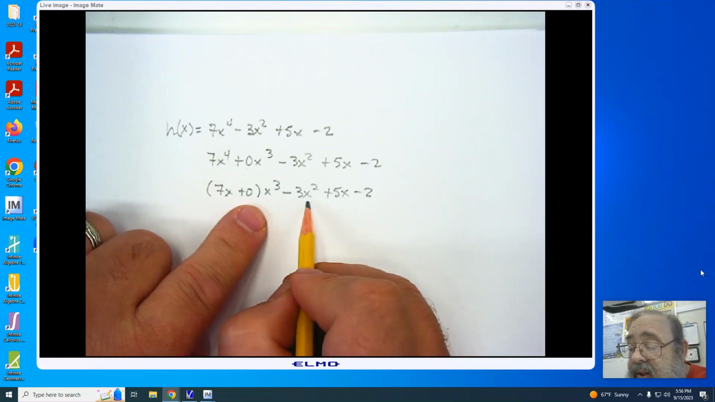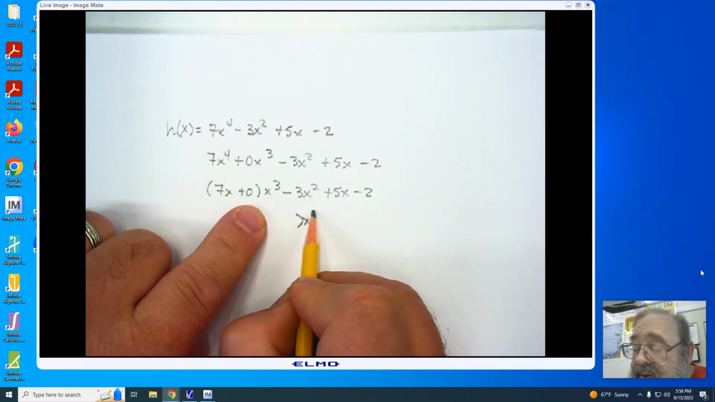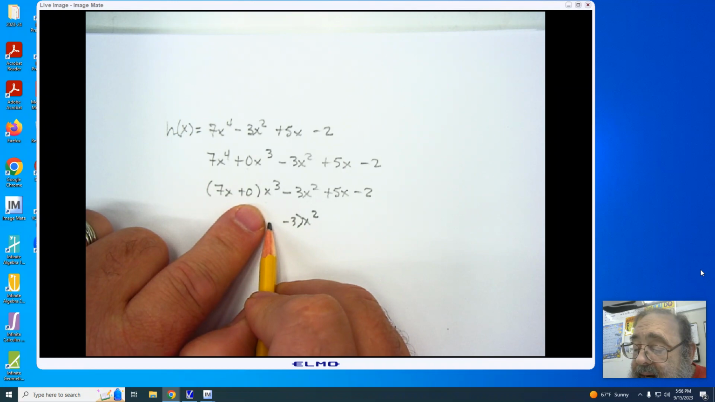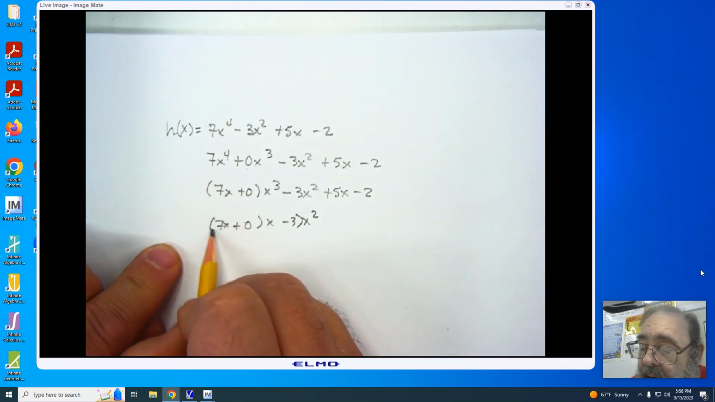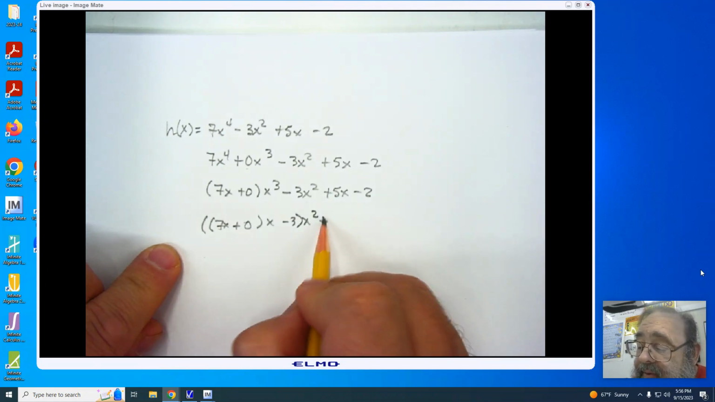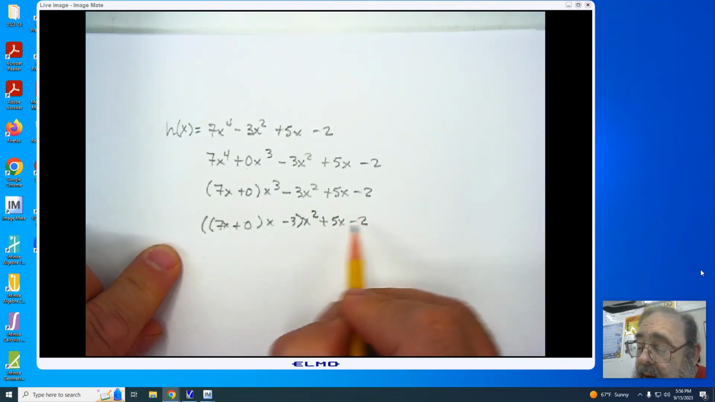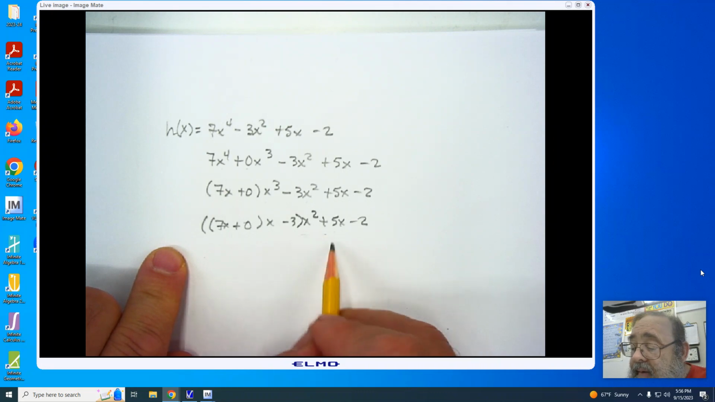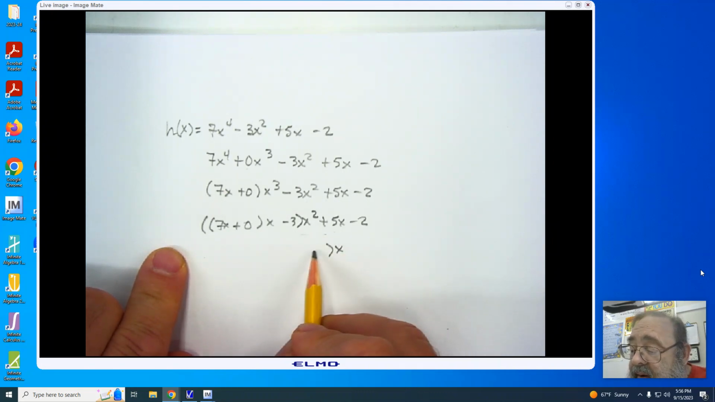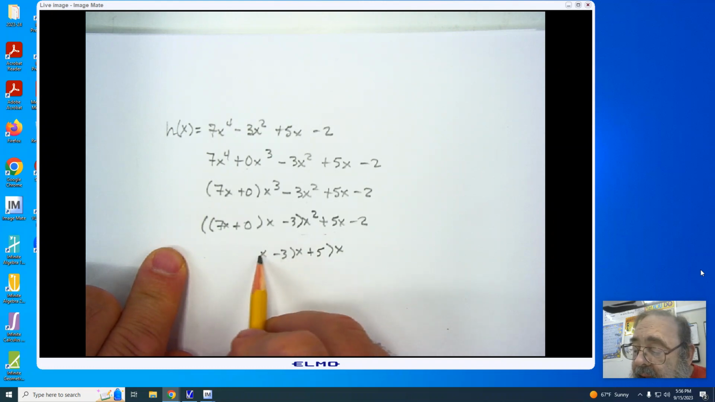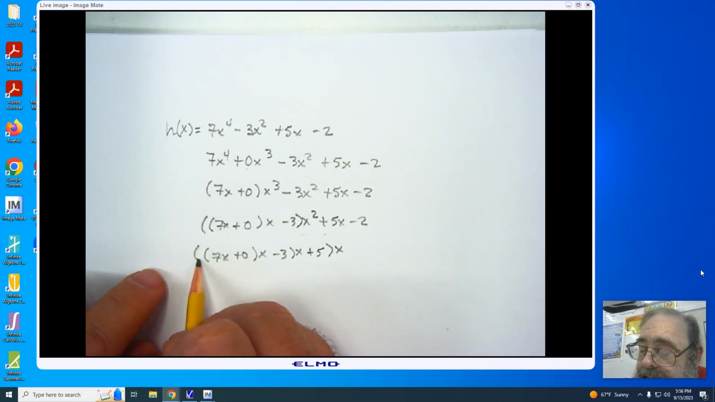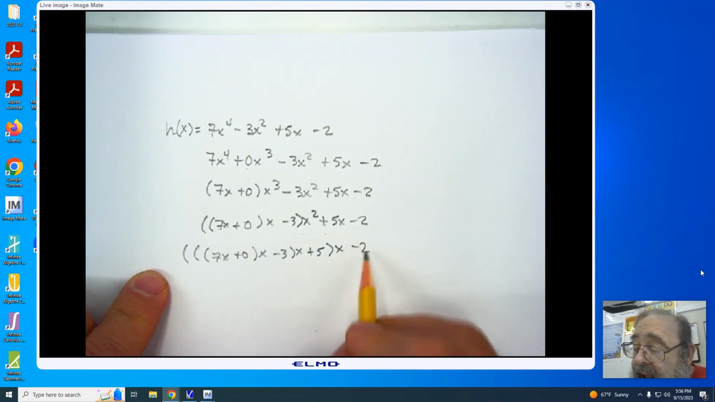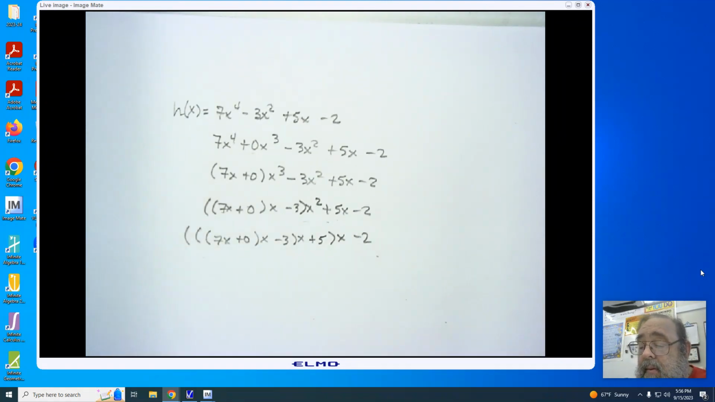Between the x cubed and the x squared, there is an x squared in common, leaving me with minus 3 and an x. 0, 7x goes in front, and I still have the plus 5x minus 2. I now go to these two. I factor out the x, leaving me with 5x, negative 3x, 7x plus 0. I now have my nested form.